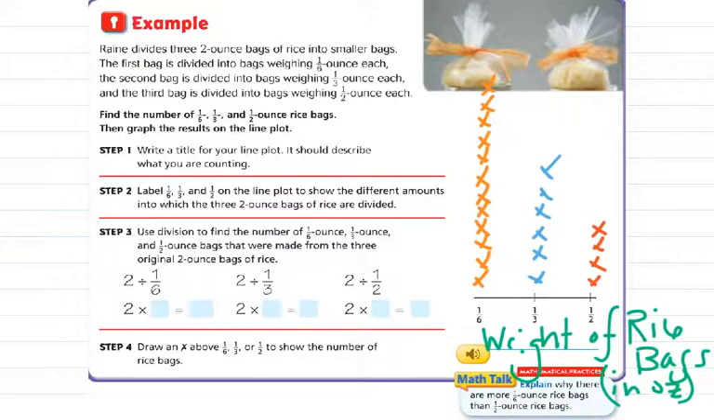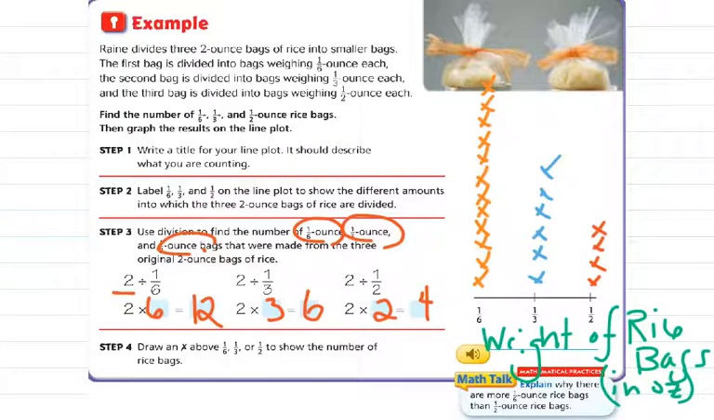So now it says use division to find the number of 1/6 ounce, 1/3 ounce, and 1/2 ounce bags that were made from the 3 original. So if we take the 2 whole bags divided by 1/6, that is really saying 2 times 6, which is 12. Then we say 2 divided by 1/3, which is 2 times 3, which is equal to 6. And 2 divided by 1/2 would be 2 times 2, which is equal to 4.